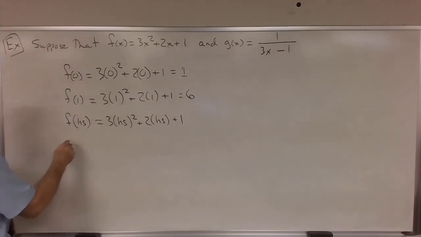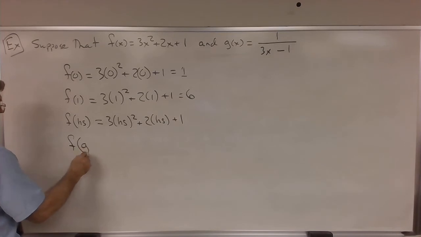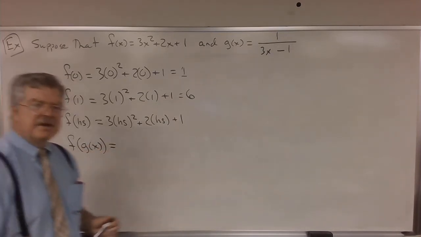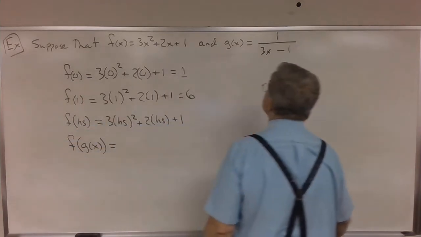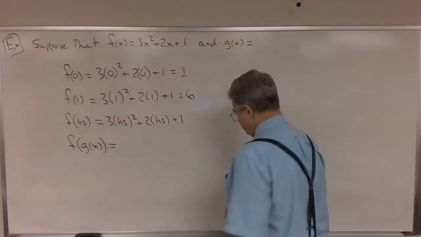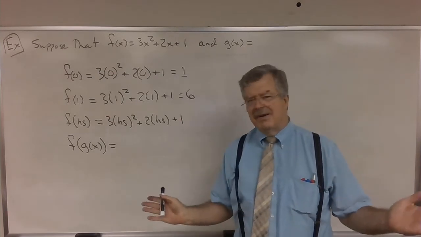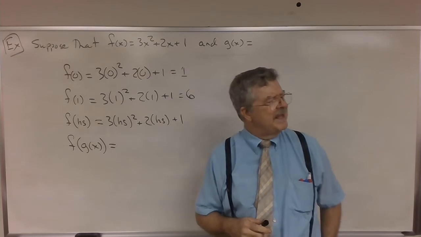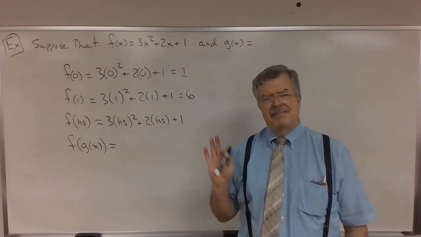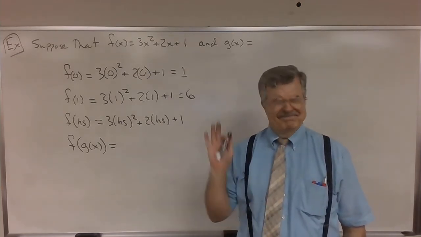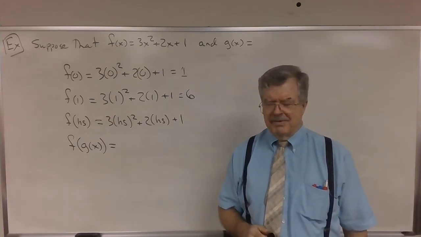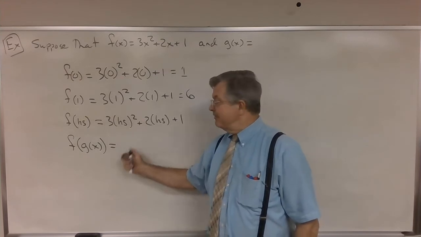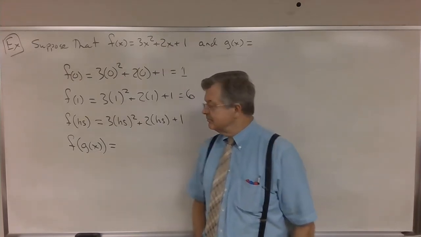Now, let me do this. f evaluated at g of x. Oh, and you know what? Son of a gun. I just forgot what g of x was. You know, I'm getting up there in age, and my memory comes and goes. I just forgot what g of x was. So I guess I'm going to have to give this answer in terms of g of x.